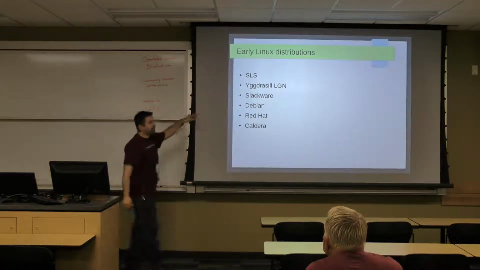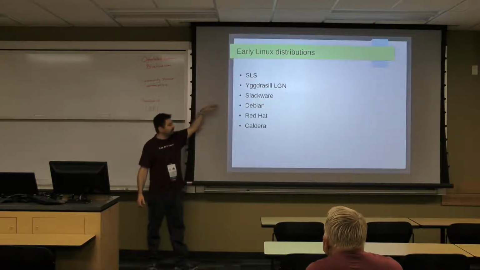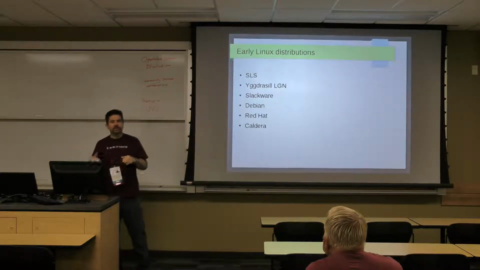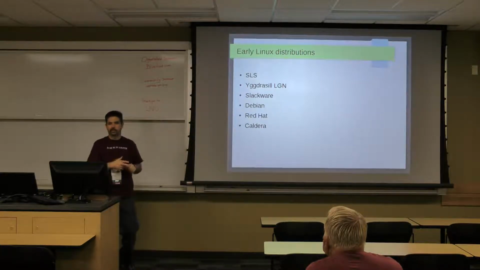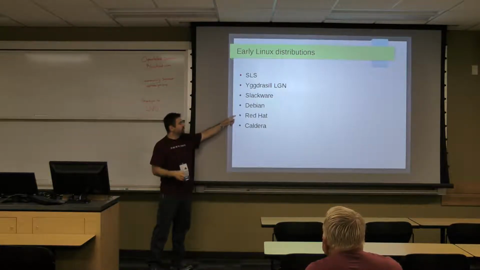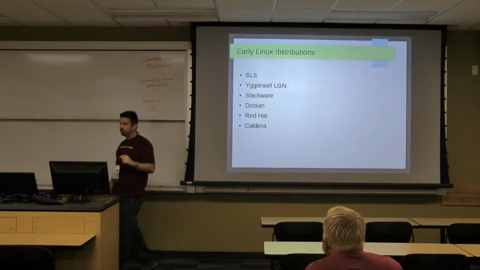So Debian was also very early on in the game, and Debian took the approach, we're going to create a distribution in much the same way that the kernel has been created. So it's going to be very community-oriented. We'll have somebody who's in charge, but they're going to delegate work to other volunteers. Red Hat had their first release in early 1994.